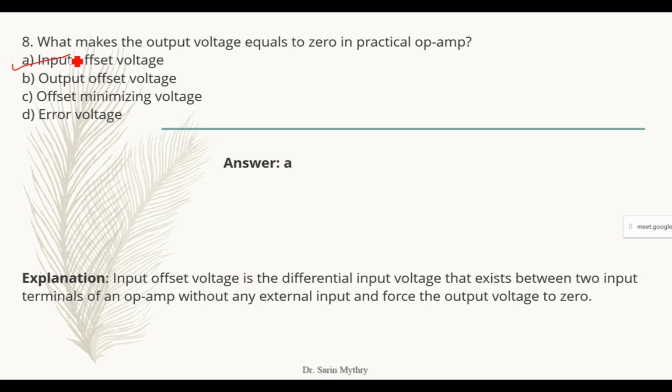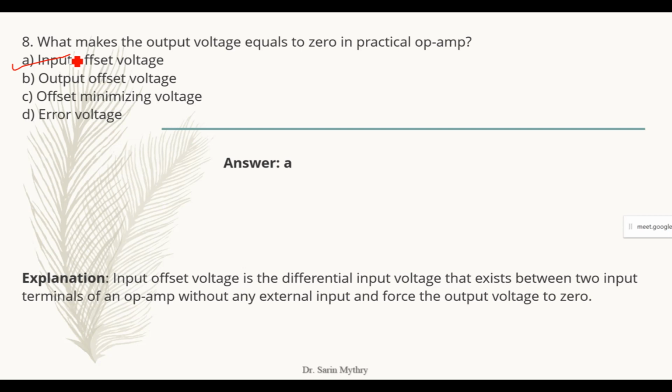The input offset voltage is a difference input voltage that exists between the two input terminals of an op-amp without any external input. Even though you have not applied an external input, there exists some output. So because of that, we are supposed to force the output voltage to 0. How are we supposed to force the output voltage equal to 0? When you supply some negative value of this input offset voltage, you are going to get the output equal to 0 practically with respect to the op-amp.